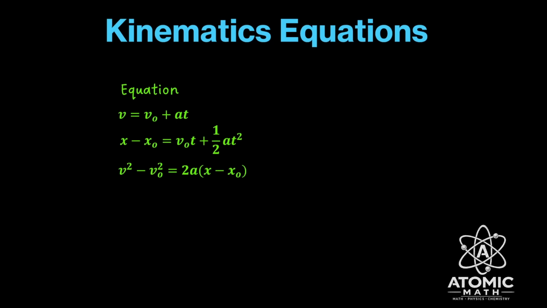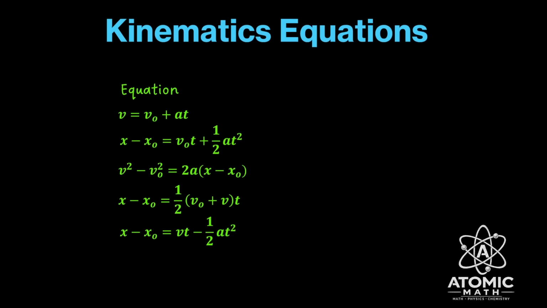We also have that the change in distance can equal 1/2 of the initial velocity plus the final velocity multiplied by time. And finally, we can find the change in distance by multiplying the final velocity by time and minusing off 1/2 times the acceleration times time squared.